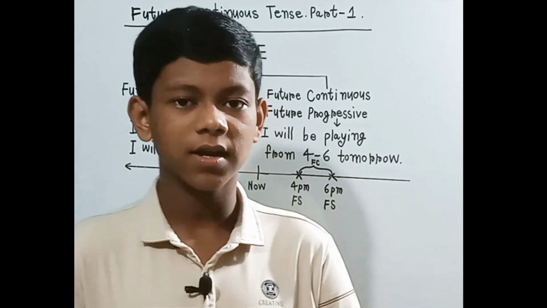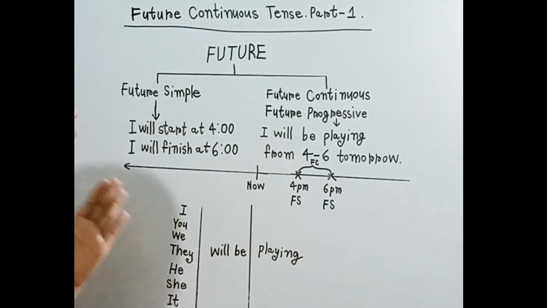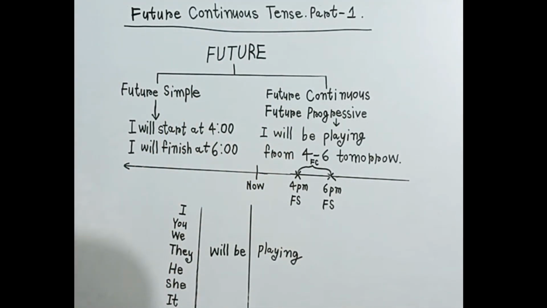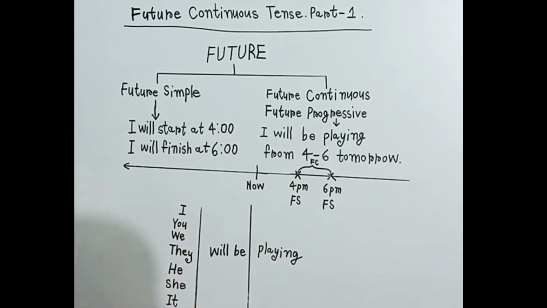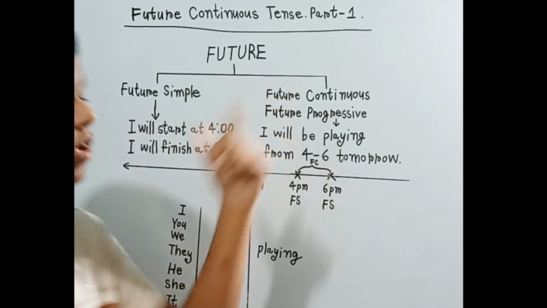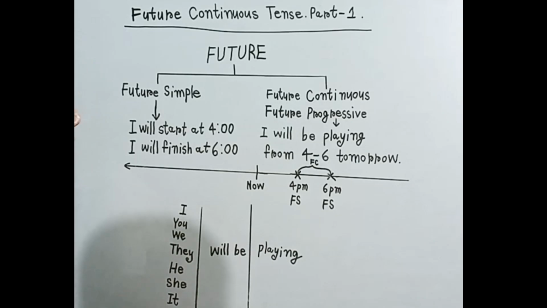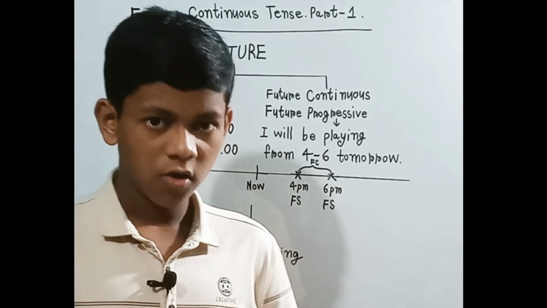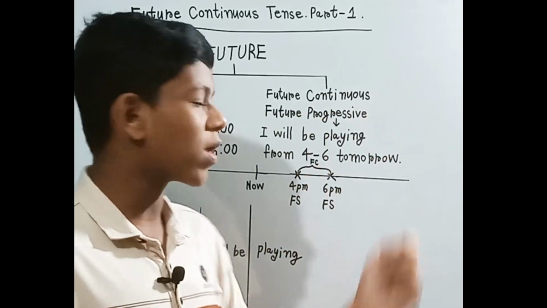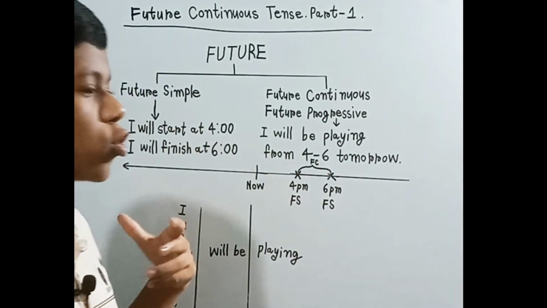Let's get started. First of all, we have to look at the board. We can start from here. I have divided this into two forms. As you know, we know future simple, but today we were supposed to learn future continuous. So what does future continuous mean? Or you can say future progressive. You can say both of them.